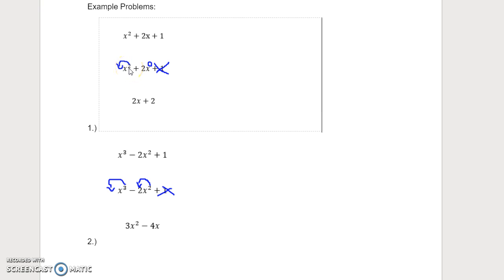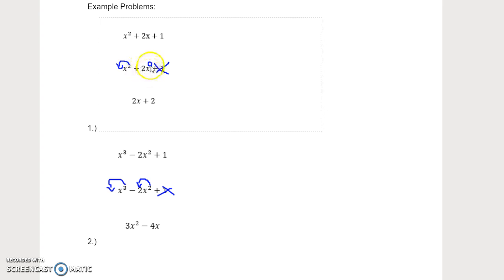Now we know when taking the derivative that we take the exponent and we bring it down in front of the equation and then we subtract 1 from the exponent. So in this case, x squared turns into 2x. And then we can move over here towards this problem.